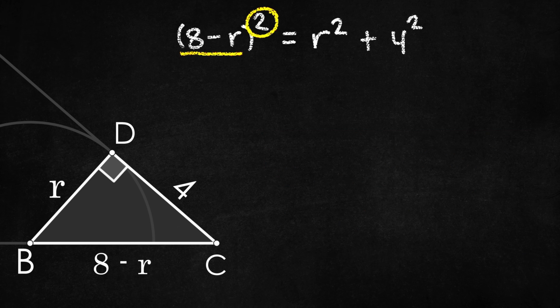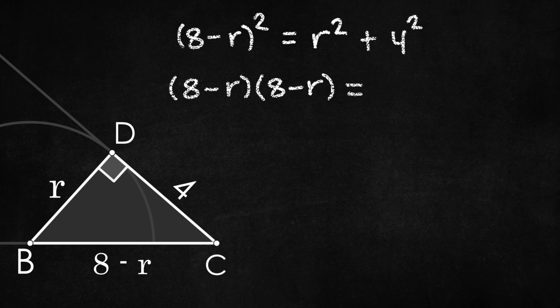8 minus R all squared means we've got to multiply 8 minus R to itself. So 8 minus R times 8 minus R. 4 times 4 is 16. Next, in order to multiply binomials, multiply all the elements of one binomial to all the elements of the other. 8 times 8 is 64.